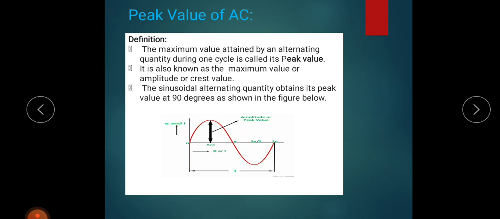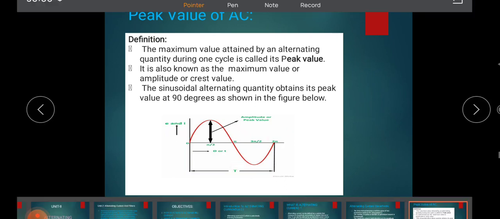So the time period of one complete cycle includes the angle 2 pi, that is 360 degrees. T is equal to 2 pi.